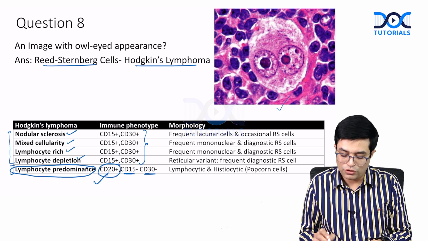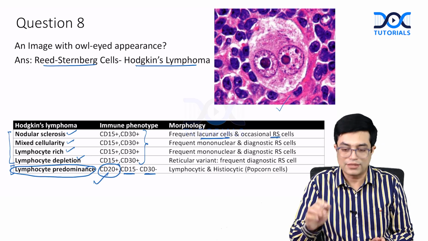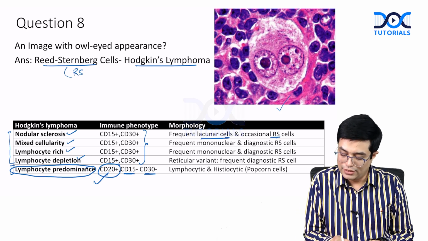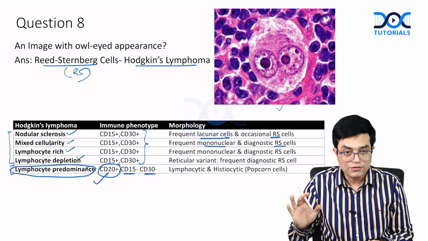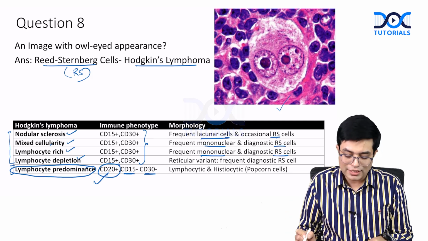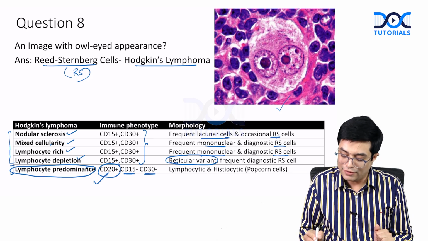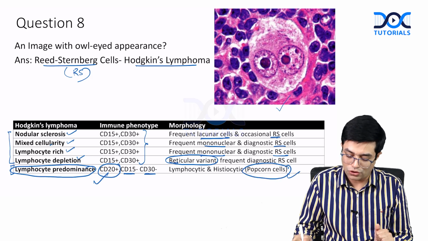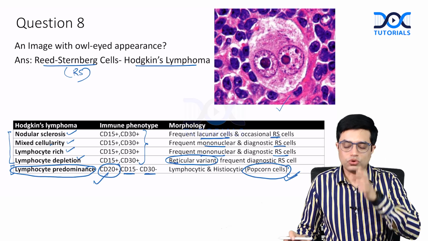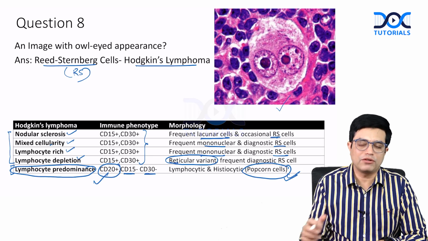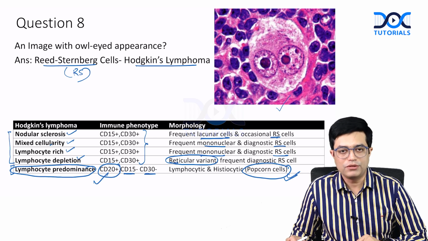If you look at the morphology, nodular sclerosis will have frequent lacunar cells and occasional RS cells. RS is Reed-Sternberg cells. Mixed cellularity has frequent mononuclear cells and diagnostic RS cells. Lymphocyte rich also has mononuclear cells with diagnostic RS cells. Lymphocyte depletion will have the reticular variant of cells, whereas popcorn cells are a feature of lymphocyte predominance, right? So go through these things. These are more of a spotter kind of question. If you have done a rapid revision close to the exam, you will be thorough with these.